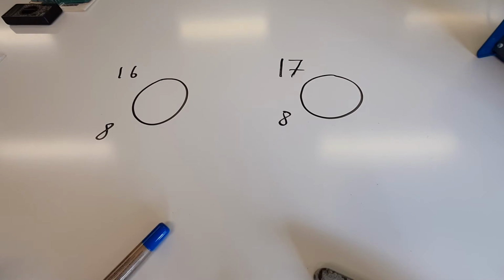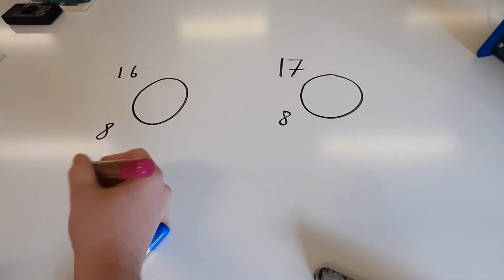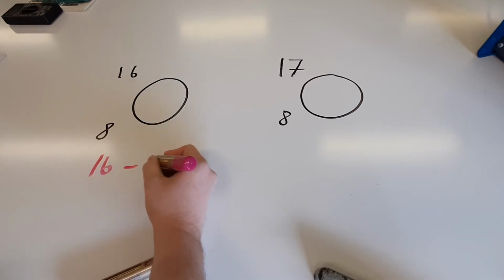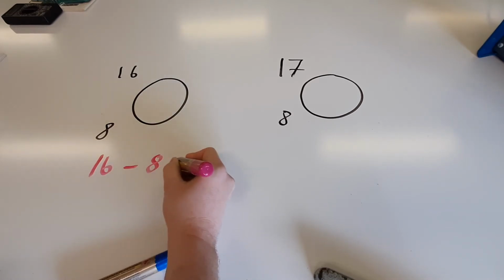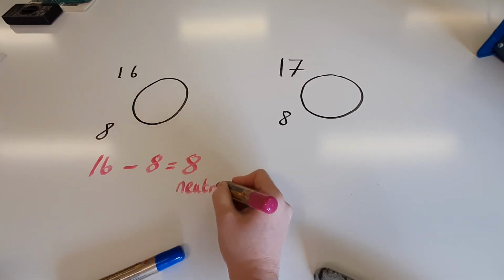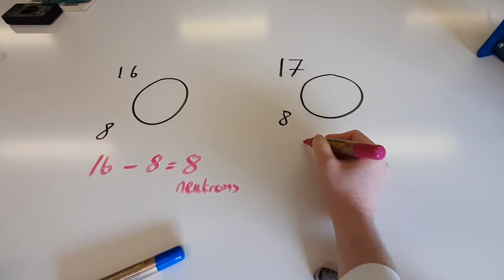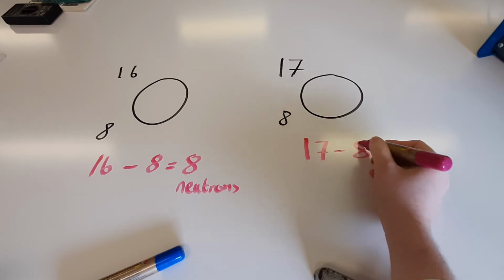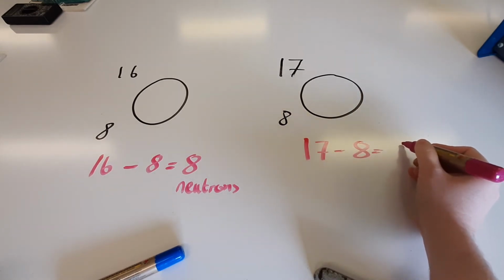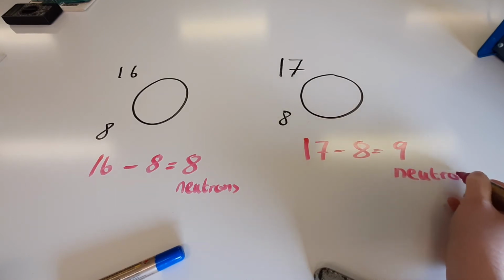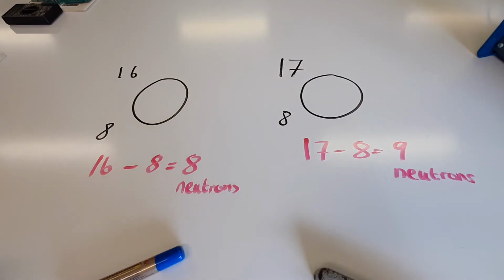So what we can do is start doing a bit of maths. Okay, we find out this one, we've got 16 for our mass number, take away 8 for our proton number, and we're left with 8 neutrons. Easy. And then 17 over here for our atomic mass number, 8 protons, which leaves us with 9 neutrons. And there we go. It is as easy as that.